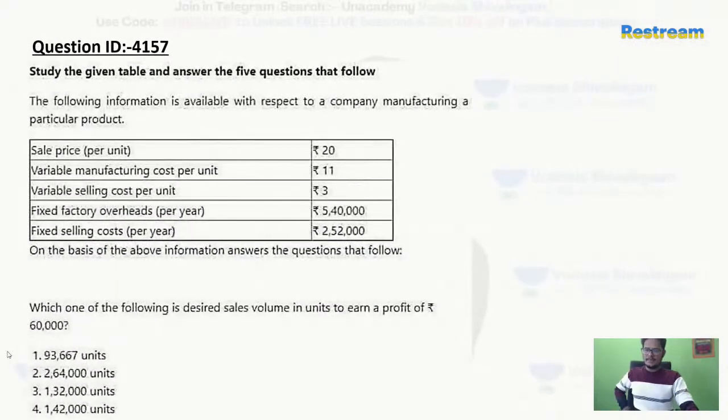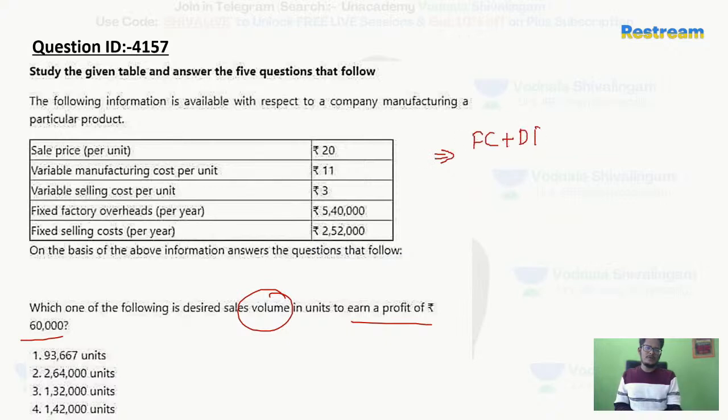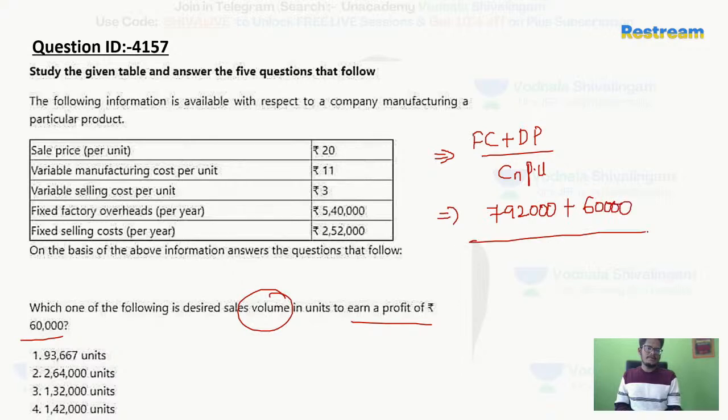Next, based on the same information, what is the number of sales, meaning quantity of sales in units, to gain a profit of 60,000? It means fixed cost plus desired profit divided by contribution per unit. Fixed cost is 7,92,000, we know, plus desired profit of 60,000, divided by contribution per unit of 6. That is in rupees.